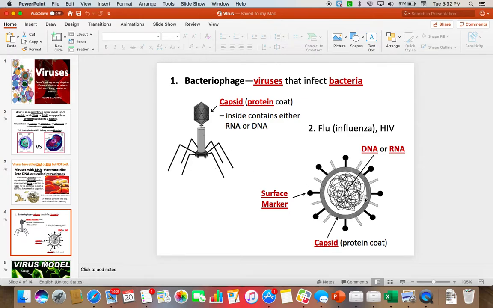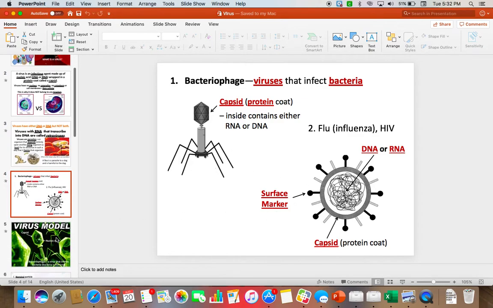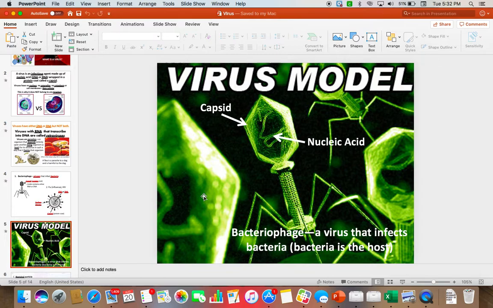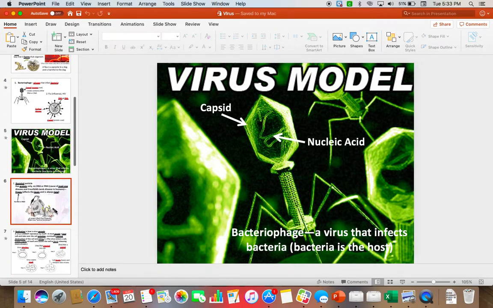Same thing here. The deal with the virus is that it has to bind to the cell that it's going to infect. So, we're exposed to many different viruses, but they don't all make us sick. And the ones that make us sick are the ones that can actually bind to our cells and put their DNA inside of our cells.